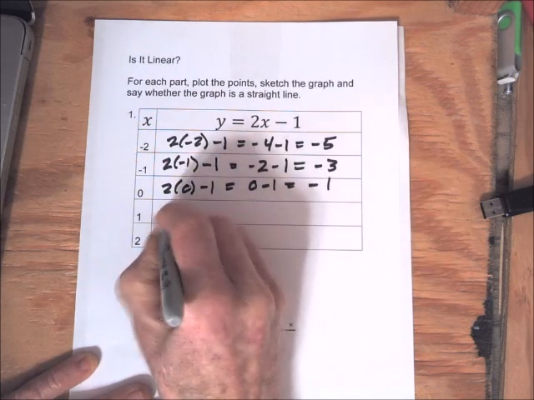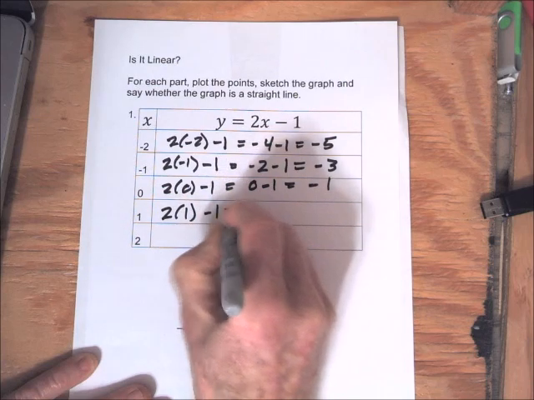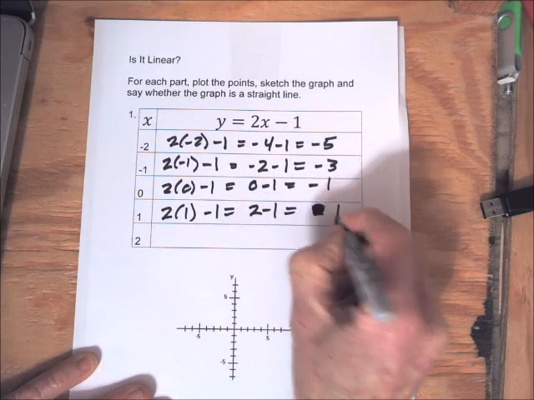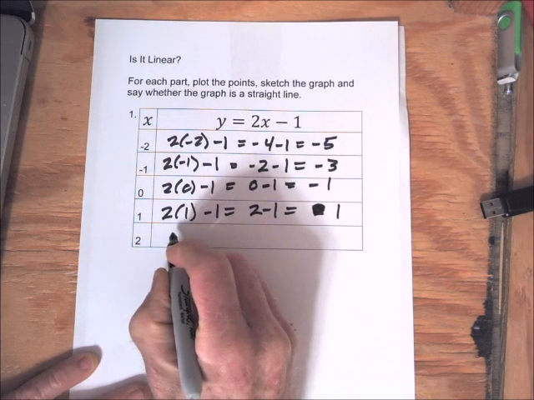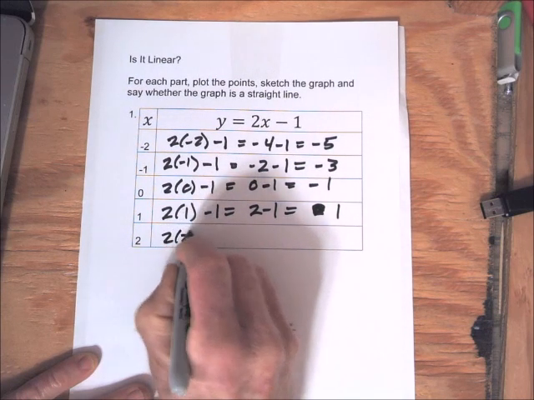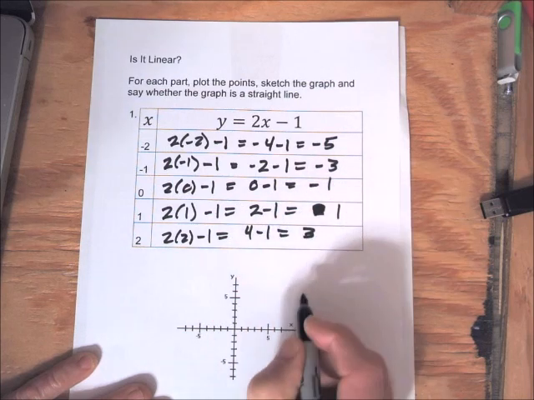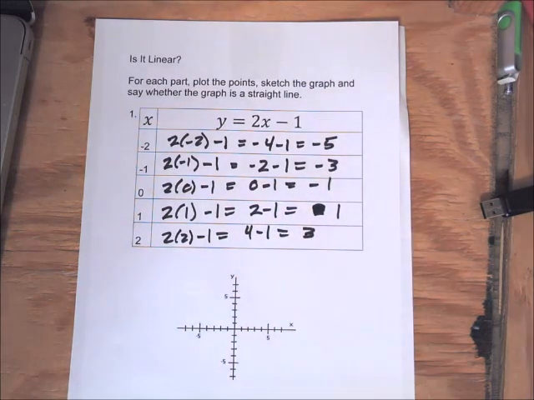If x is 1, y will be 2 times 1 minus 1. 2 times 1 is 2. 2 minus 1 is 1. If x is 2, y will be 2 times 2 minus 1. 2 times 2 is 4. 4 minus 1 is 3. Okay, so now we have some points, and we can plot the points.